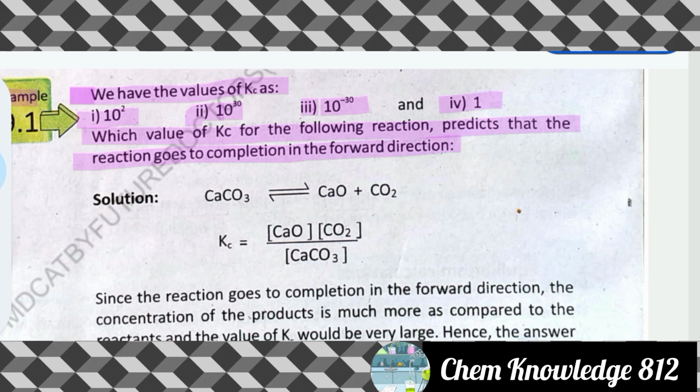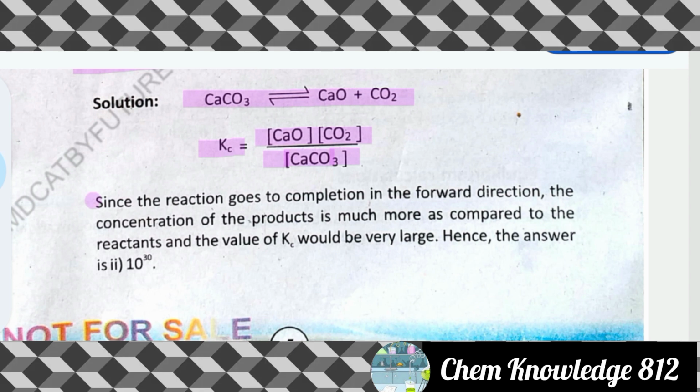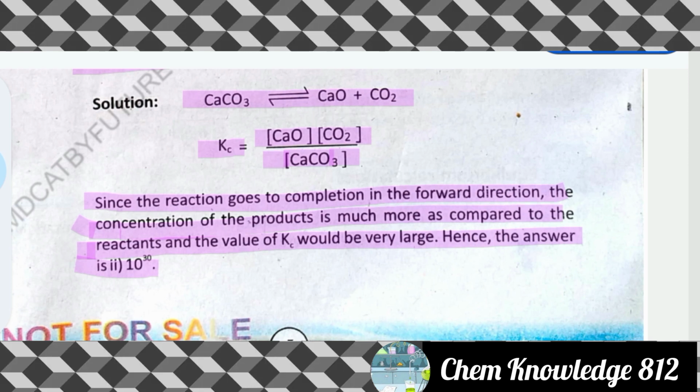In the solution, we have calcium carbonate which is converted into calcium oxide plus CO2. This is a reversible reaction. So for this, we can say Kc will be equal to the concentration of the product divided by the concentration of the reactant. Since the reaction goes to completion in the forward direction, the concentration of the product is much more as compared to the reactant, and the value of Kc would be very large. Hence, the answer is 10 raised to the power 30.